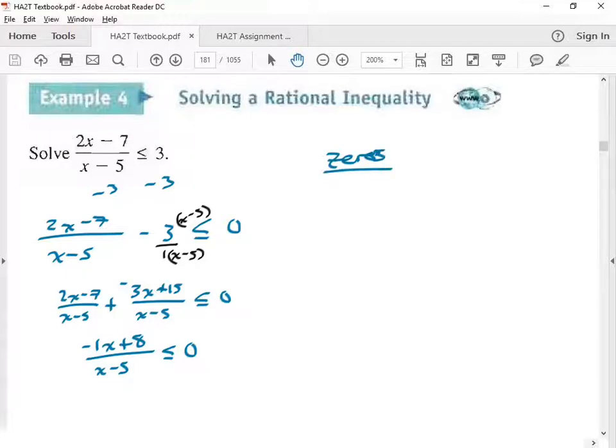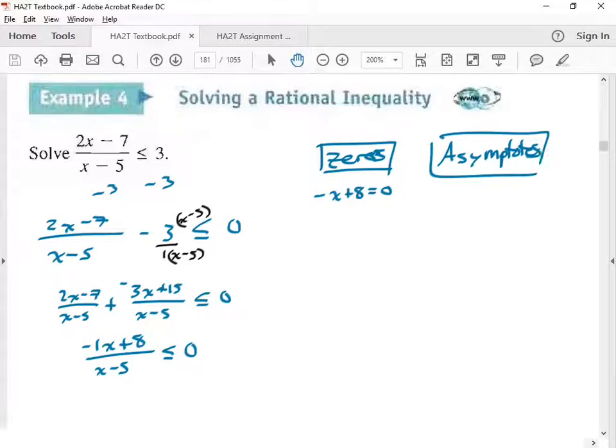In order to do that, we're going to take the numerator and set it equal to 0. And we have to find asymptotes. So we're looking for asymptotes right now. And to do that, we set the denominator, x minus 5, equal to 0. So we get 2 answers. We get x equals 8, and we get x equals 5. These are our critical values. So we're going to put a 5 here and an 8 right here.